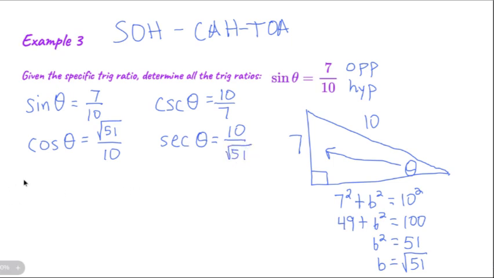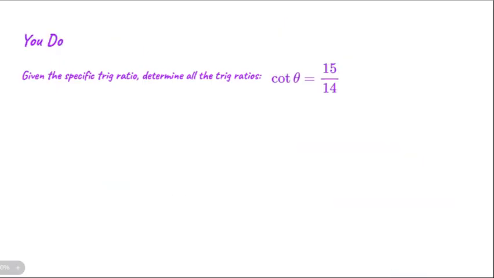Okay. And then we've got tangent. Tangent was opposite over adjacent, so that's 7 over root 51. And cotangent theta would be the reciprocal, root 51 over 7. Go ahead and see if you can work this one out.